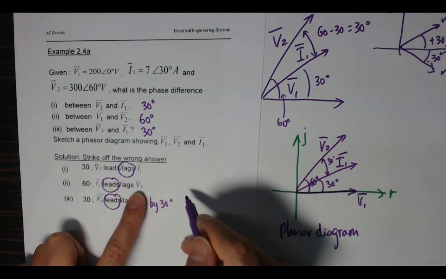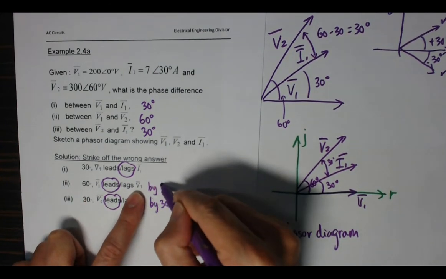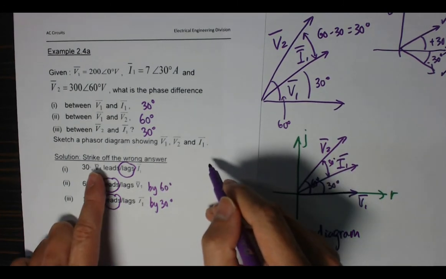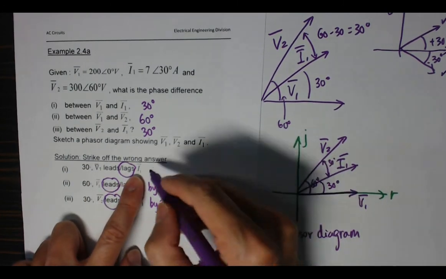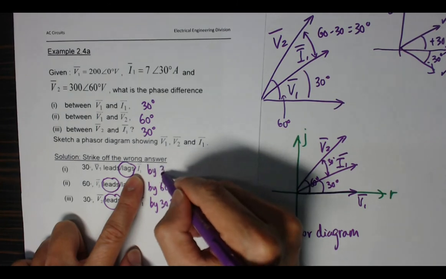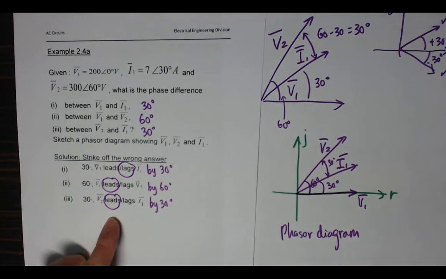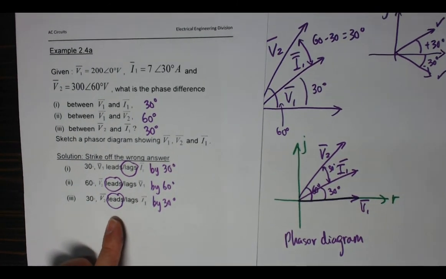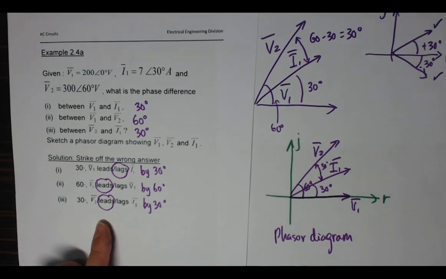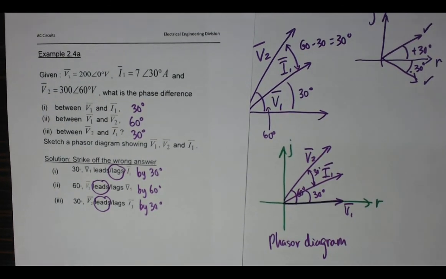V2 leads V1 by 60 degrees. V1 lags I1 by how much? By 30 degrees also. Okay, so that would be the answer for this example 2.4a.